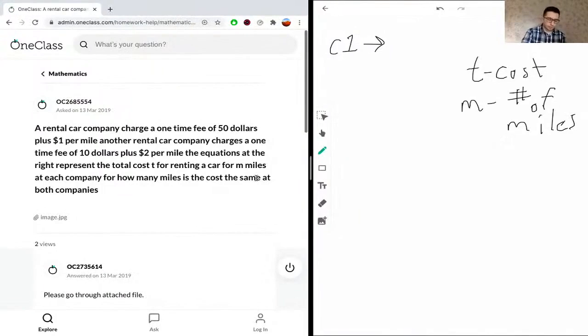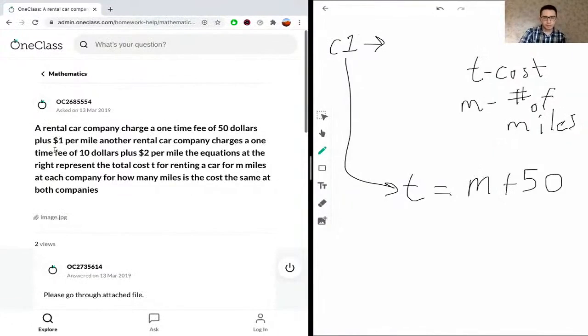Okay. So for company one, we know that T, the cost, will equal $1 per mile, so we can say 1 times M, which is just M, plus a base cost of $50, so 50. So if we calculate the cost, we plug in $1 per mile. Let's say we went 20 miles, and there's always a one-time fee of $50, so we add that on. So that's our first equation.